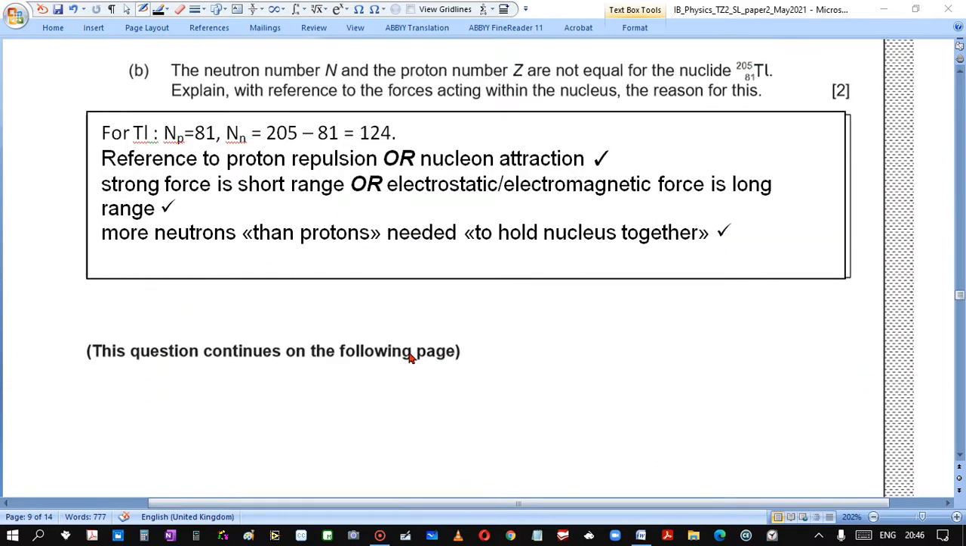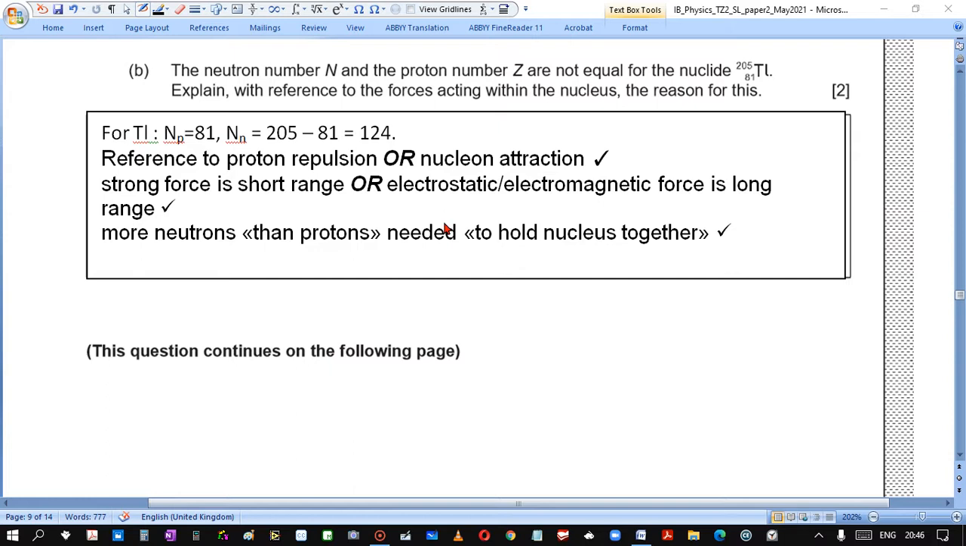The neutron number N and the proton number are not equal in the nucleus of thallium. Explain, with reference to the forces acting in the nucleus, the reason for this. So what we see for this nuclide, the number of protons is 81, the number of neutrons is much greater. So why do we have so many neutrons? Because neutrons will give us nucleon attraction, the strong force, which is short range.